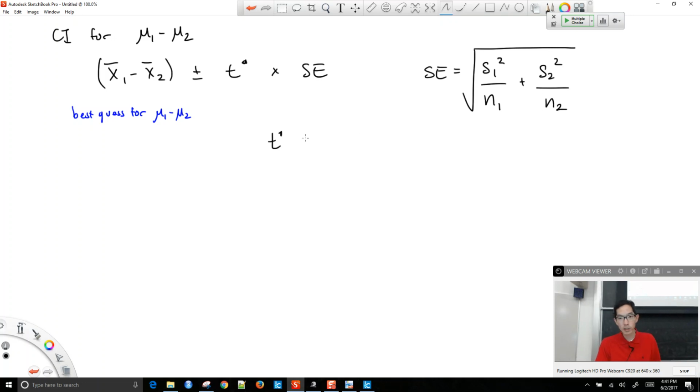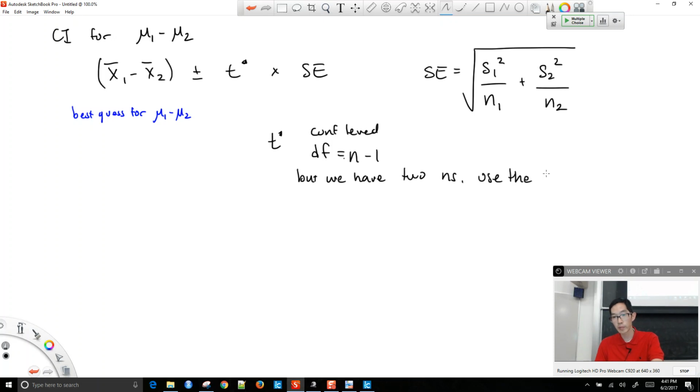For t star, you need your confidence level and your degrees of freedom. The degrees of freedom, df, is still n minus 1, but we have two n's. So what we do is we use the smaller of n1 and n2.